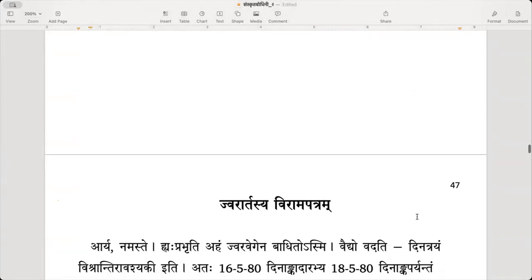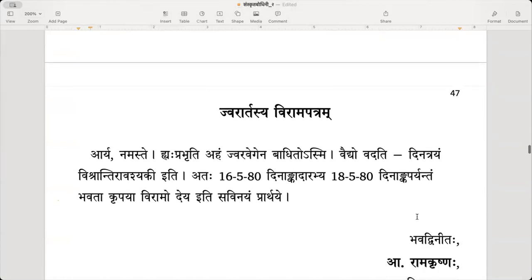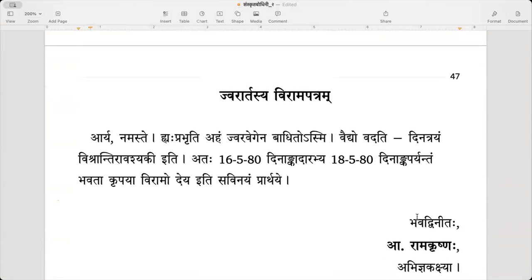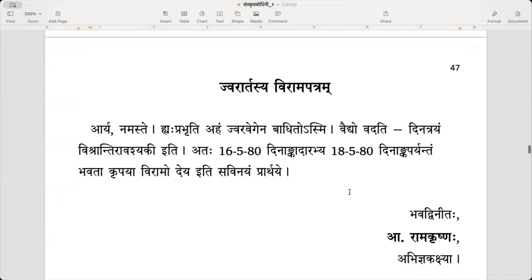So the next one is jvarartasya virama patram. This is also before, I think. Arya Namaste. Here he has not written the address or anything. I would suggest you write to Jwara, whom you are addressing. Jwara Vashat na likhitam.